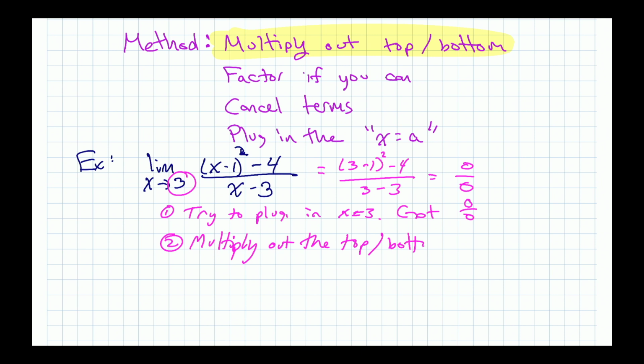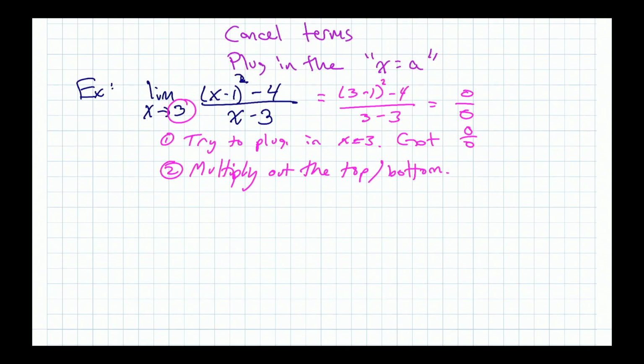And the bottom. But there's nothing really to do on the bottom, so we're just going to multiply out the top. All right, so limit x goes to 3. Remember what I said last time about these? You have to write the limit on every line of work. Okay. All right, so let's multiply it out.